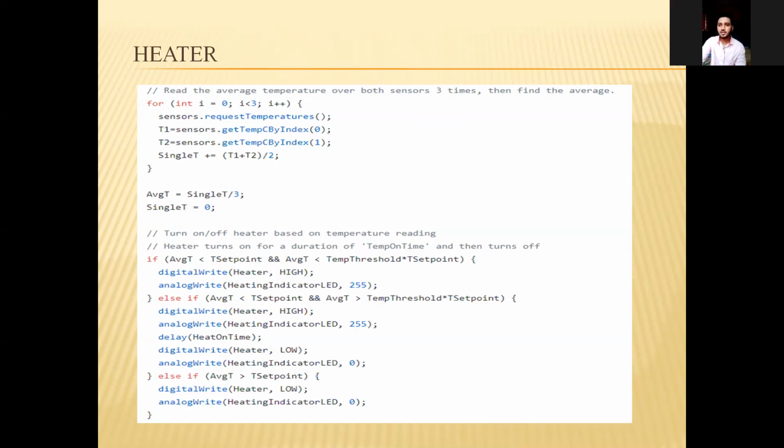For the third case, the average temperature is 37 and our specific temperature is 37, almost the same, so we don't need to heat. For that case, the Arduino tells the heater not to turn on, and it will stay off. Next.